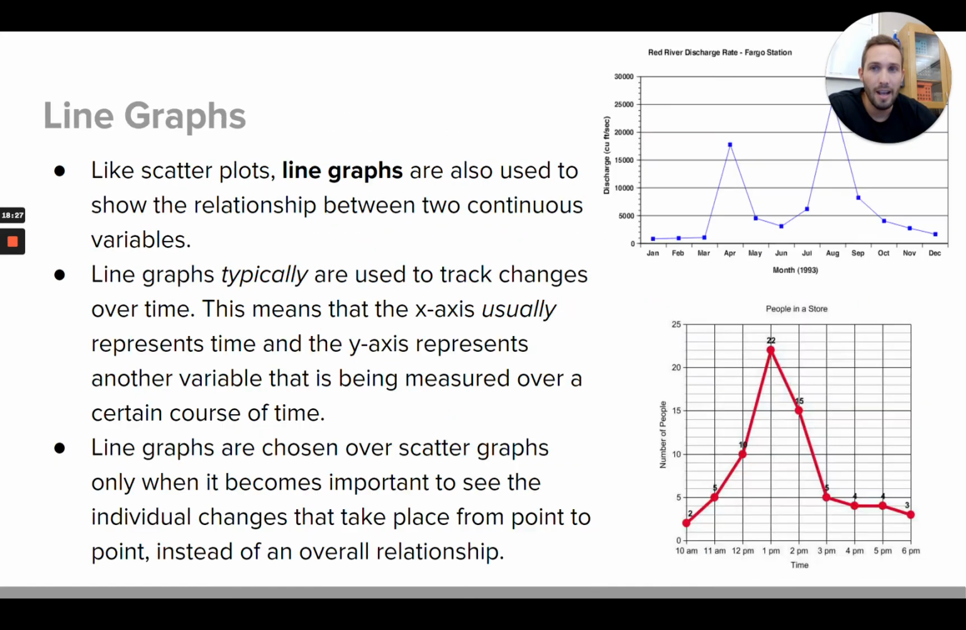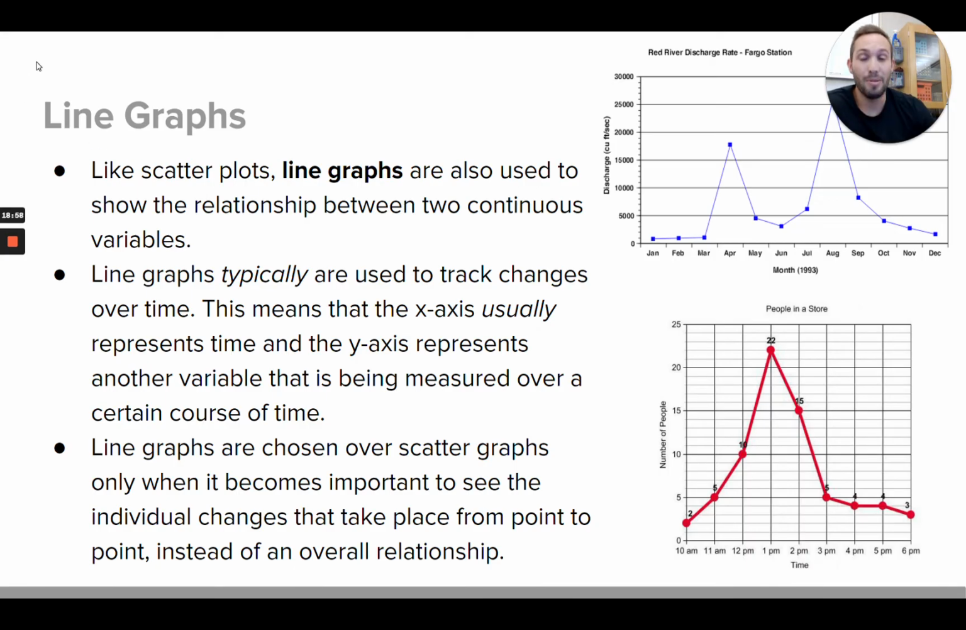That's a scatter plot. And then a line graph, sometimes students mix these up, a scatter plot and a line graph. A line graph is another common type of graph that students are pretty familiar with. This is also used to show the relationship between two continuous variables. So again, we're looking at two variables that exist along a whole continuous range of values, and we're tracking how those values are changing.